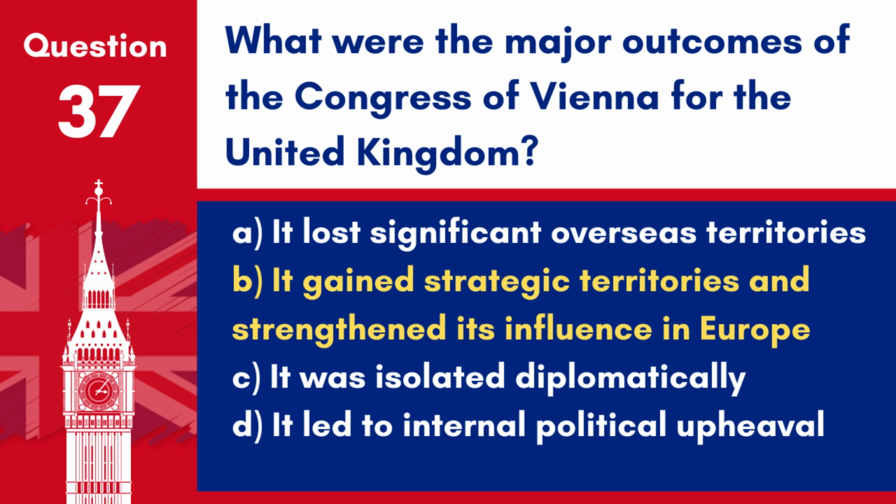Answer B. It gained strategic territories and strengthened its influence in Europe. The Congress of Vienna, which reshaped Europe after the Napoleonic Wars, was beneficial for the United Kingdom as it gained strategic territories and significantly enhanced its diplomatic influence across the continent.